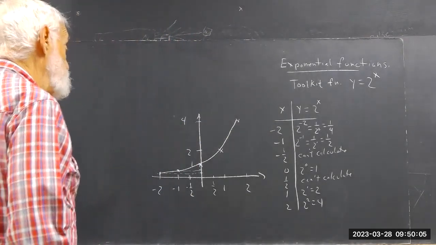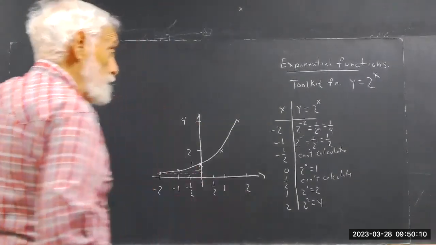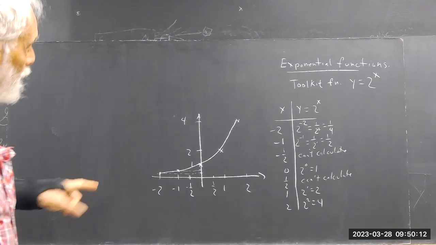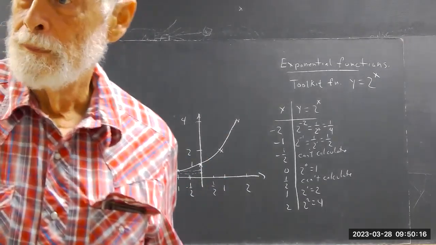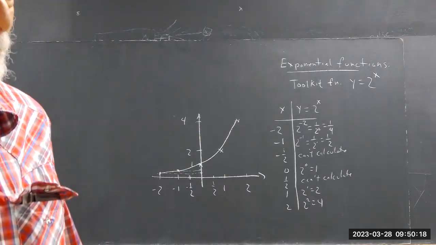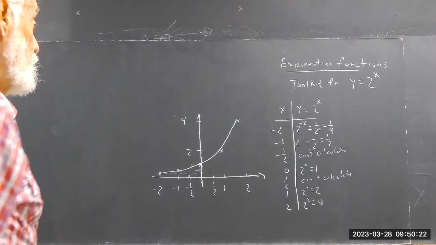Well, you want to be able to draw a reasonable graph because now you have this graph, you can draw any exponential function. You just have to relabel your axes. Okay.